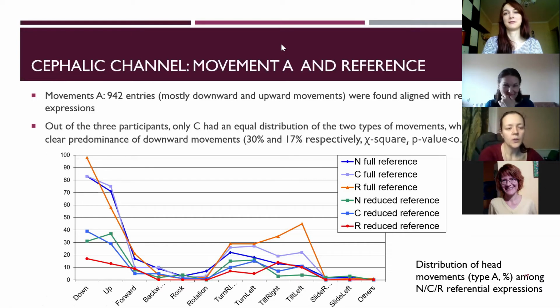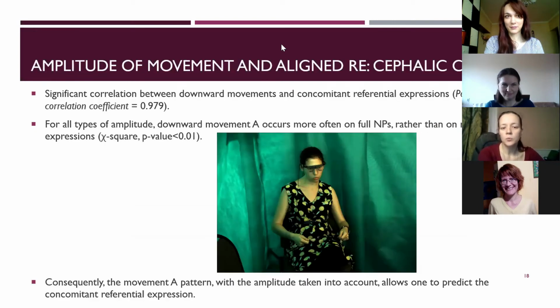In this slide, you can see the cephalic channel movement type A and reference. We annotated 942 entries of movement type A. Mostly of them were downward and upward movements. And out of the 3 participants, only C participant had an equal distribution on the 2 types of movements, while R had a clear predominance of downward movements. You can see on this a significant correlation between downward movements and concomitant referential expression and other types.